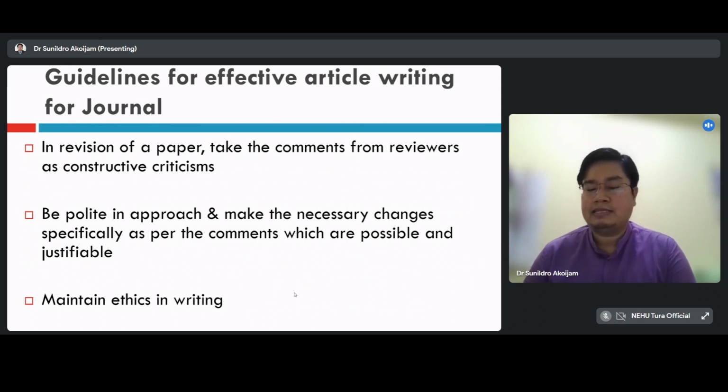So whenever the revised paper is sent to the reviewers, again they will come to know whether you have addressed those comments in a proper manner or not. And if they feel so, then definitely the chances of acceptance of your paper will be very high. So there is a way of dealing with this kind of revision also.